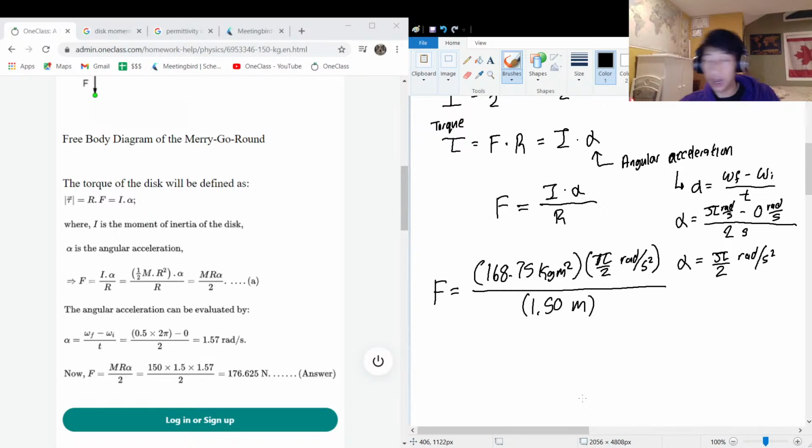Okay, let's ask our handy dandy calculator what is the numerical result of this calculation. So 168.75 multiplied by pi, divided by 2, and divided by 1.5. And the result of this is 176.71.